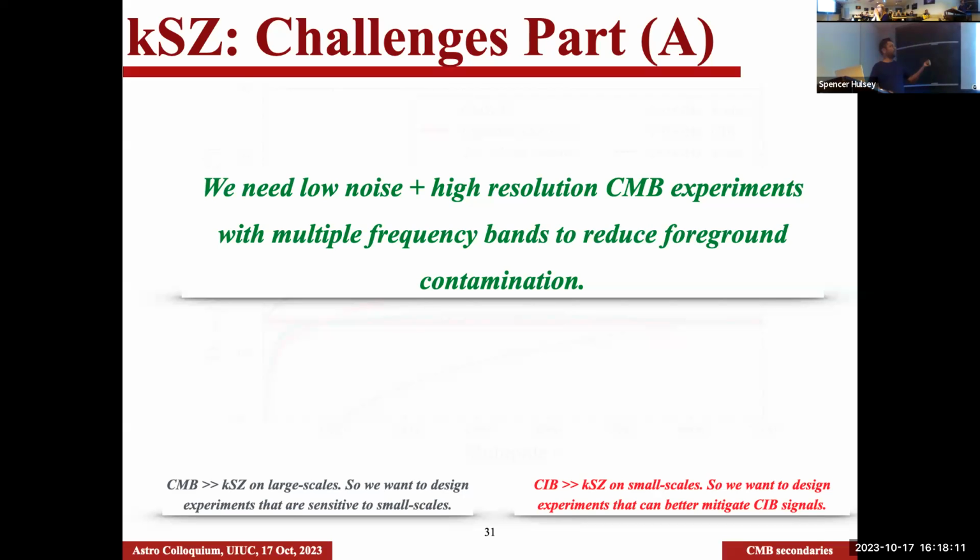And the reason I say multiple frequency bands is because kSZ and CMB are the same in all the frequency bands. That's the black body spectrum. It doesn't change as a function of frequency, but all the other foreground signals change as a function of frequency. So when we have multiple frequency bands, we can get rid of some of those foregrounds.